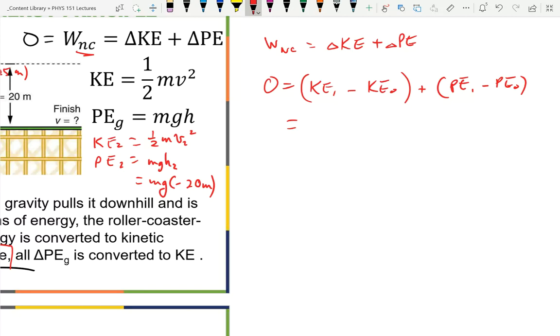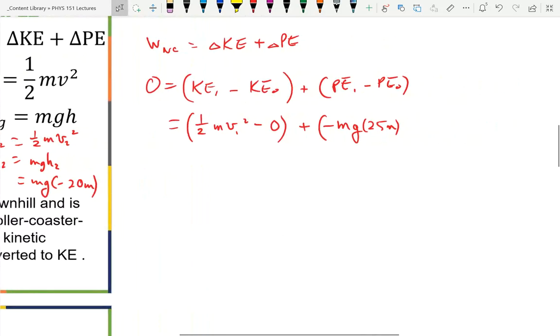Then looking at the work that I've already done, kinetic energy 1 was 1/2 mv1 squared. Potential energy initial was 0. Potential energy 1 was minus mg times 25 meters. I just brought the minus sign outside of the parenthesis there. Minus 0. That's why I chose the top to be 0, because I'm going to have it in every calculation to make life a little simpler.